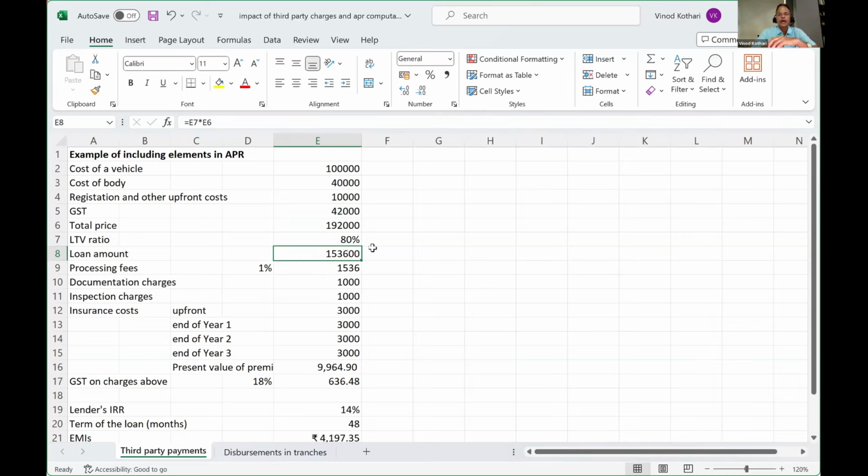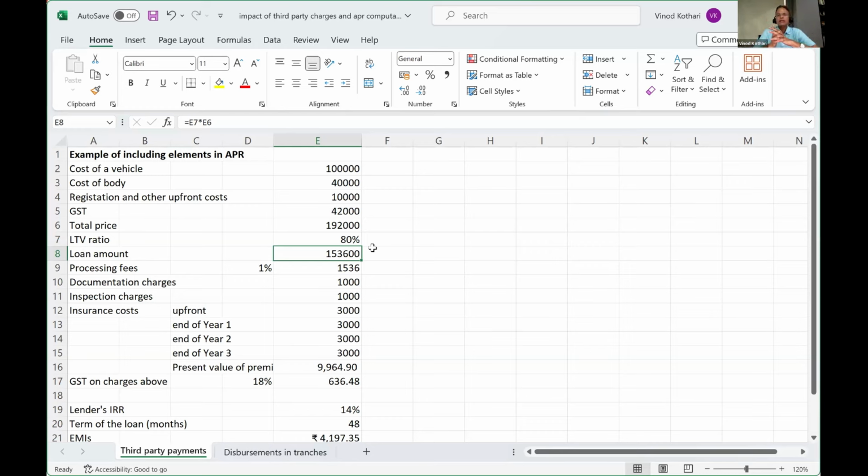Now we come into elements which might impact the APR computation. Let's say we have a processing fee of 1% on the loan amount, therefore 1% of 1,53,600 amounts to 1,536. Remember that you could also have said you would collect an ad hoc processing fee and just mention the amount. Here I've taken 1% of the loan amount. Let's say you're collecting another 1,000 as documentation charges, or call it inspection charges, appraisal charges, whichever charge, 1,000.